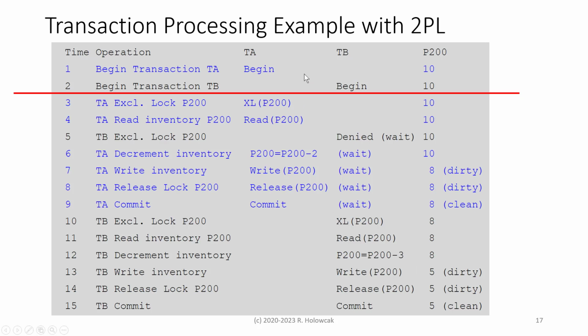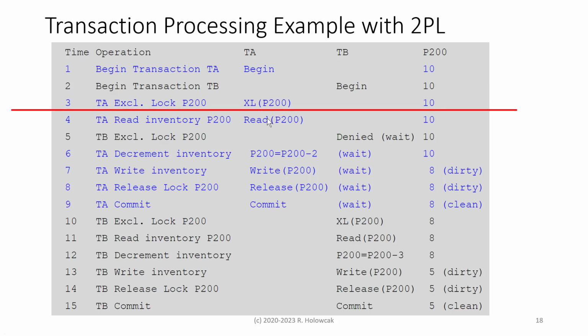What we saw in the transaction processing lecture is that if these two transactions are not scheduled properly, we could be exposed to the lost update or the dirty read problem. So let's see how using two-phase locking helps address those two problems. In the first two steps, transaction A and transaction B begin. In step 3, transaction A applies for an exclusive lock on part 200.